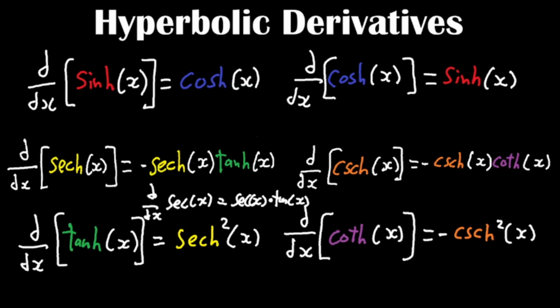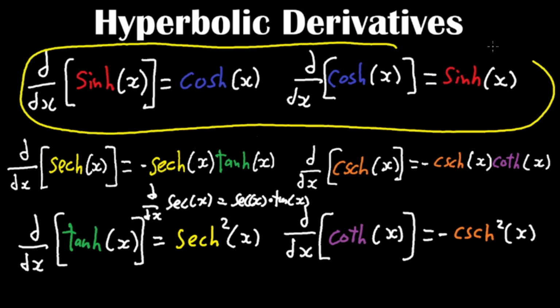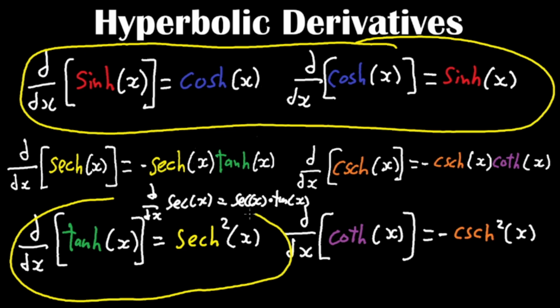Alright, so here's a way that you can kind of remember which ones will be positive and which ones will be negative. So your kind of main three trig functions, which would be sine, cosine, and tangent, the hyperbolic versions of those are the ones with the positive derivative. Meanwhile, the other three, which is secant, cosecant, and cotangent, the hyperbolic ones of those have negative derivatives.